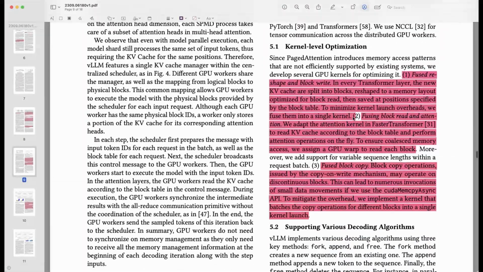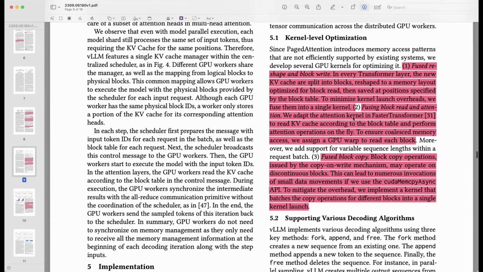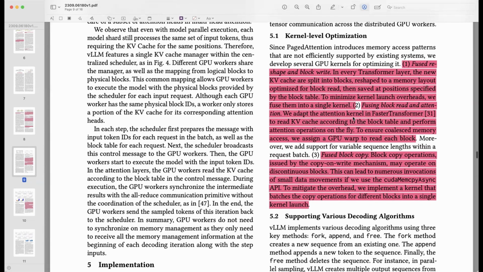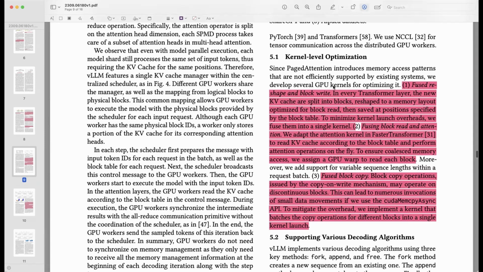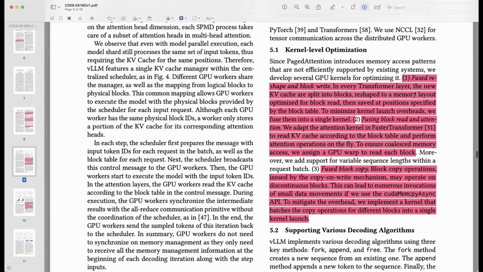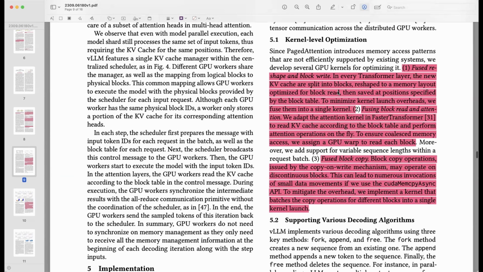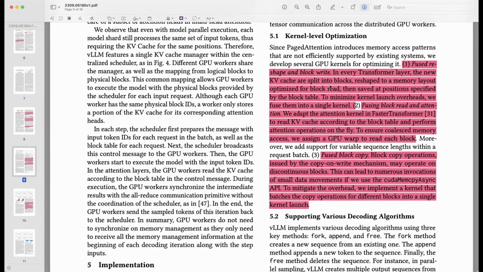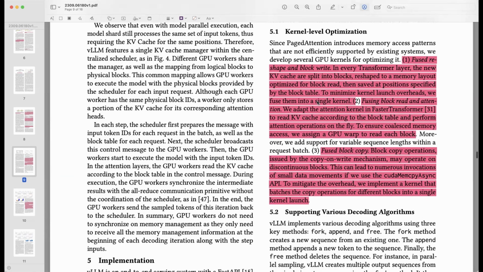Yeah, so this is the part till where I read. The remaining part we're just going to figure out as we go. These are the kernels they developed to implement some of these memory access patterns with page attention, basically. Fused reshape and block write: the new KV cache is split into blocks, reshaped to a memory layout optimized for block read and saved at the position specified. We fuse them into a single kernel.